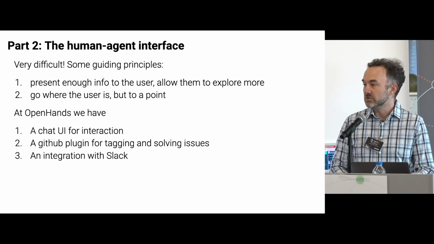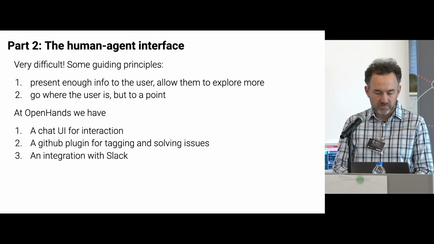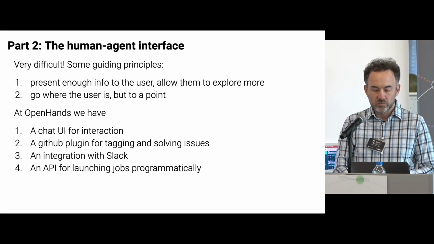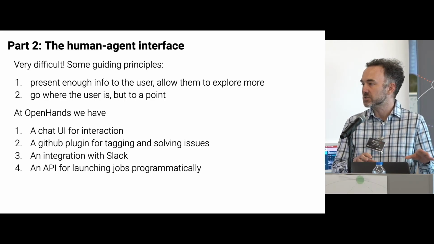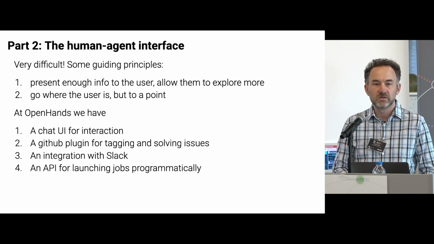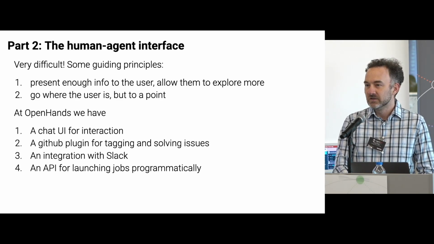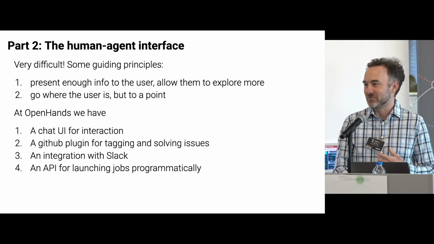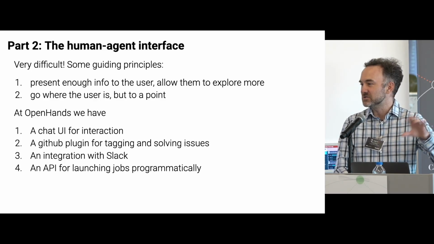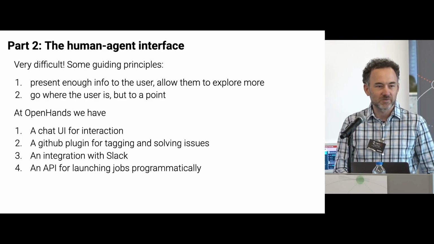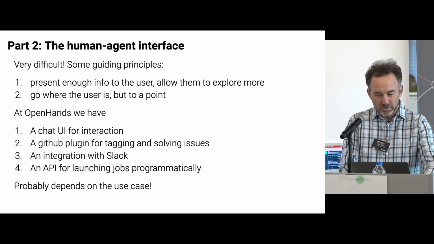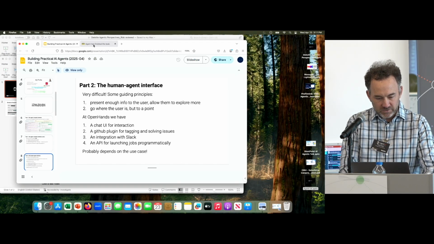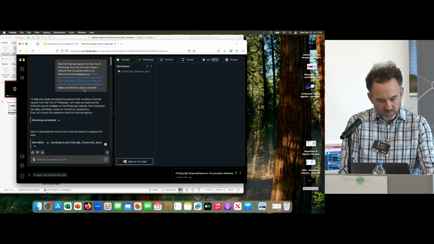We also have an integration with Slack, which was done together with another startup here at CMU. And we also have an API for launching jobs programmatically. So if a programmer wants to set off 10 jobs and get 10 agents working on things at the same time, we do this. I also have ideas for other crazier things, like what if you could just talk to the agent and it would do things for you. But these are the ones we have implemented at the moment. And the best one depends on the use case. Maybe I will go back and check the agent's work.